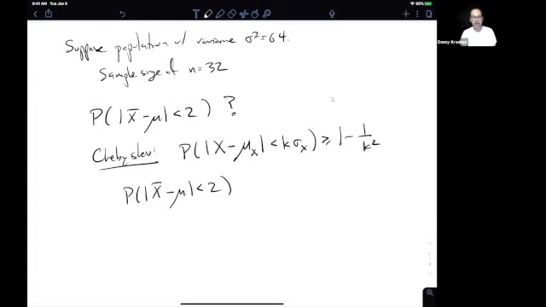To apply Chebyshev, we need to write 2 in the form k times sigma x bar, because we're looking at the standard deviation of the sample mean. As we observed before, we know the variance of the sample mean. The variance of the sample mean is 1 over the sample size times the population variance. The population variance is 64 here, and n is 32. So 64 over 32 is 2.